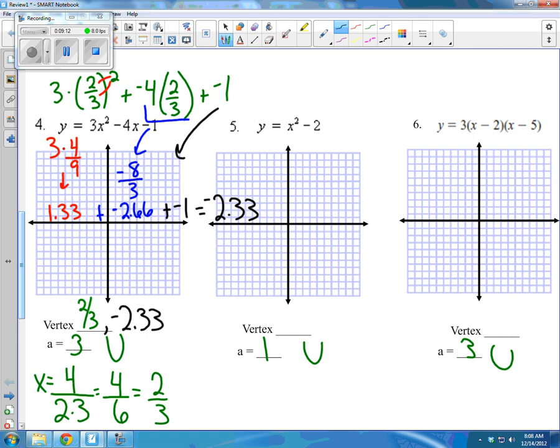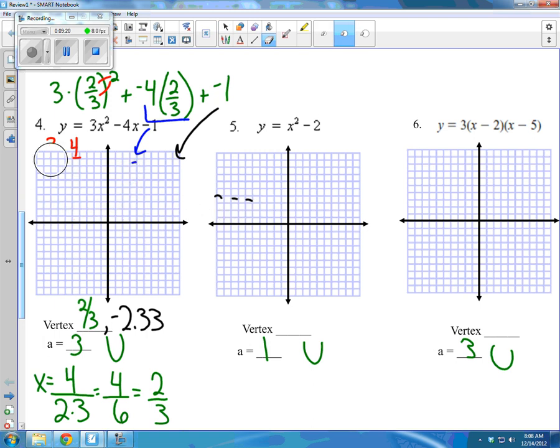Okay? So if you need to see that again, you're going to have to rewind it because I'm going to erase now so I can actually graph this. All right, so graphing it.